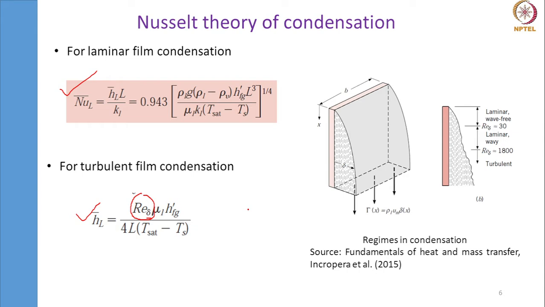So if Reynolds number is less than 30, we say that it falls under the laminar regime, and if it is between 30 and 1800, we say that it is in transition, and more than 1800, we say that it is in turbulent. So it is good if we can remember a few of these formulae. It will be at the back of our hand.